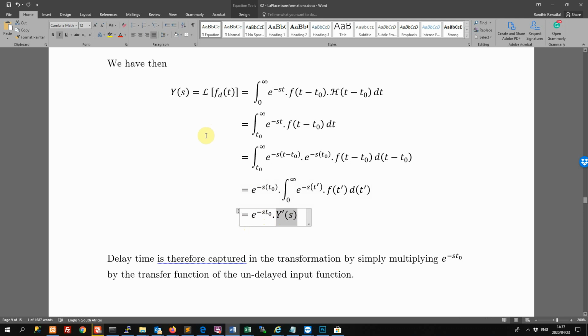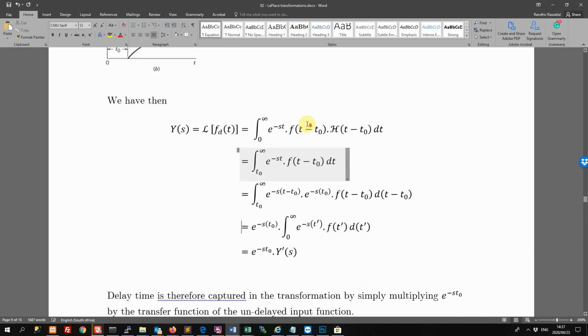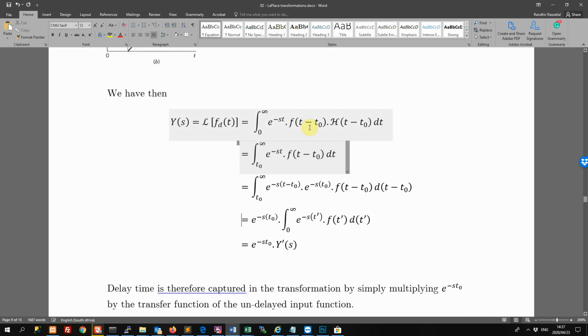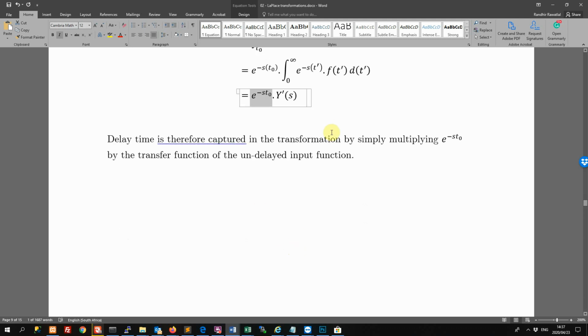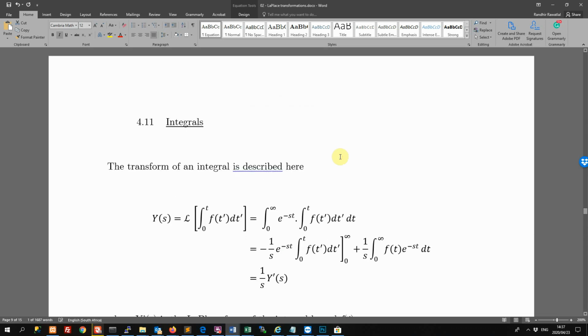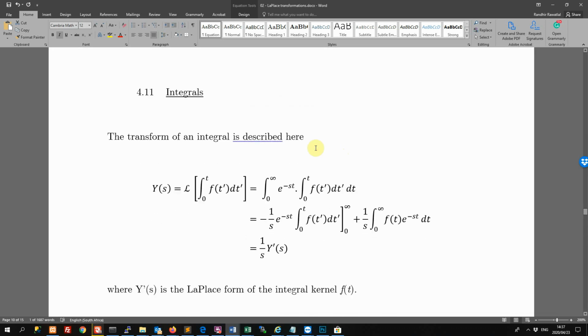And that's quite a useful result, right? Normally we deal with time shifting by having to move the whole argument and so on. In the case of the Laplace transform, the time shift actually appears as simply a factor in front of the Laplace transform of the unshifted function. So that's quite a simple way to handle time delays. Okay, we're not done yet.